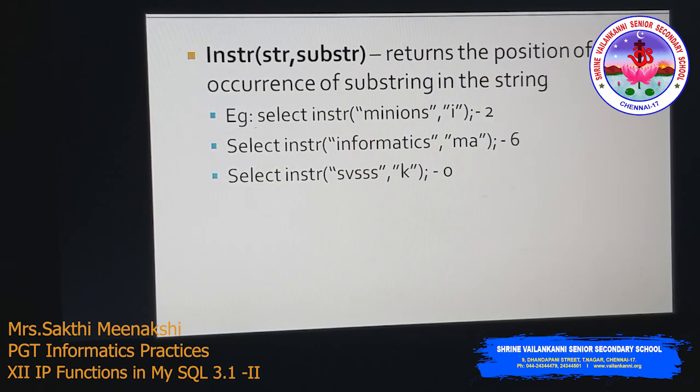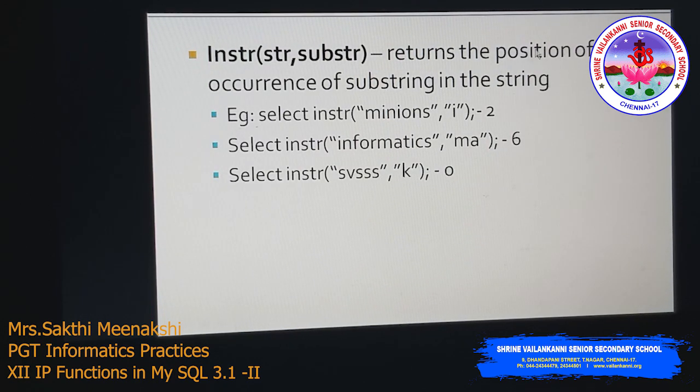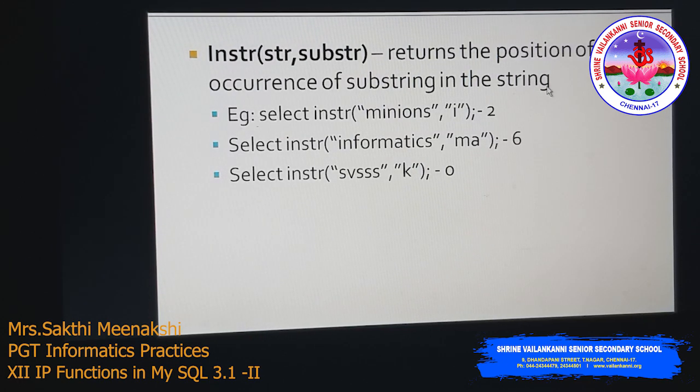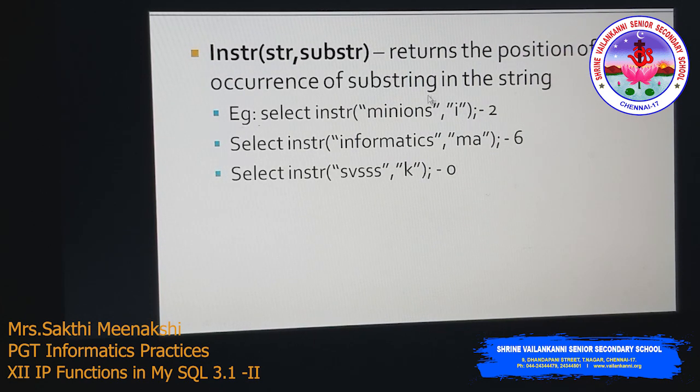Next we have the INSTR function. INSTR takes two arguments, a string and then a substring. This function returns the position of the first occurrence of a substring in the string. Let's see the example. Select INSTR of minions, I. This is the main string and this is the substring. The function of INSTR is to find the occurrence of this substring in the main string and return its position.